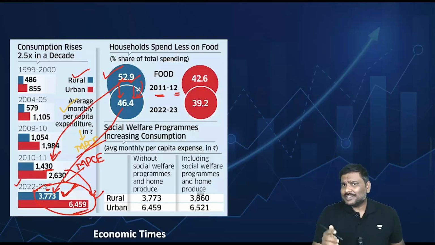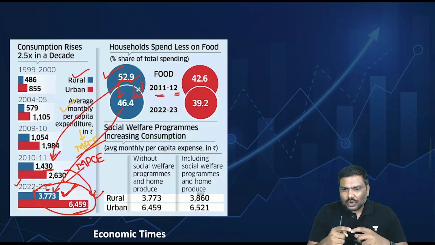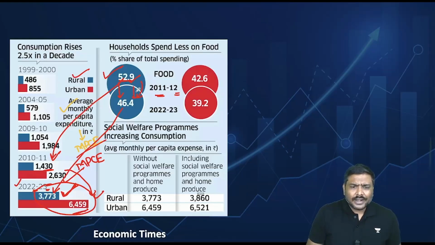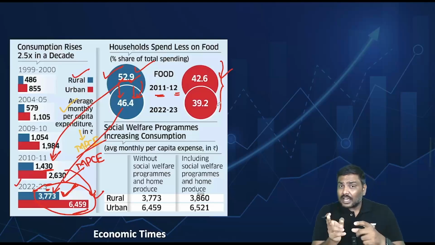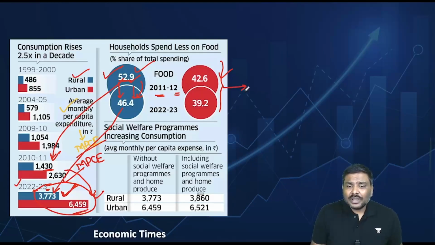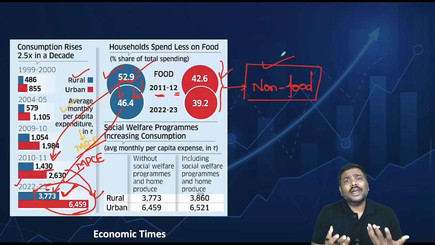Which also means, remember one more point, the expenditure of households, not only in rural India but also in urban India. Is it okay? Can I make an inference here? That is, out of the total expenditure now, households in rural India as well as urban India are spending more money on non-food items. Is it okay? They are spending more money, as a proportion of their expenditure, on non-food items.